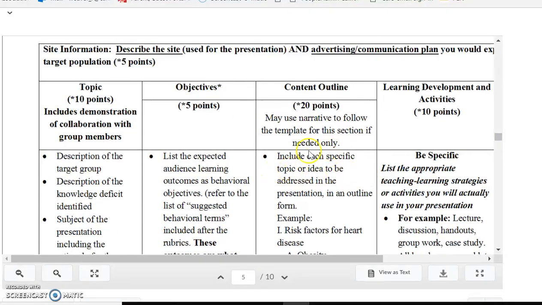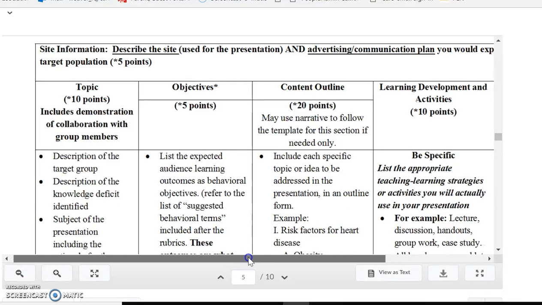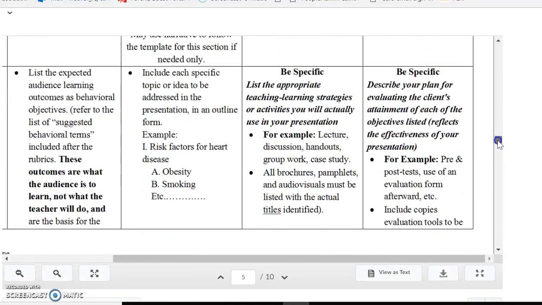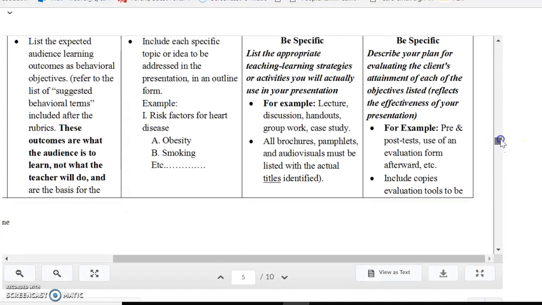And the content outline, this is the part that I talked about, that if you want to do it in a separate narrative below, just say see below, and then you can write that out after the template. And so you would give me an outline of what it is that you're going to talk about. The learning development activities list the appropriate teaching strategies that you're going to use, whether you're going to do a lecture or handouts, do you have brochures, that kind of thing. I gave you some examples.